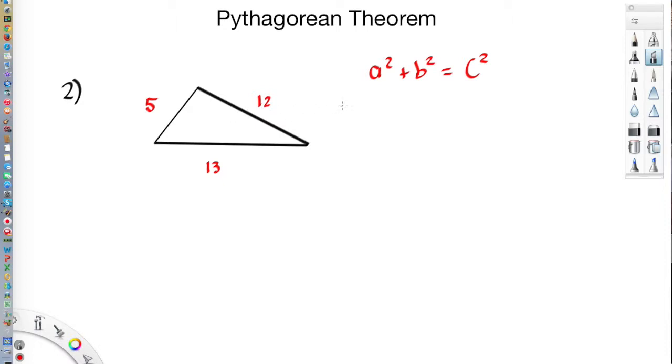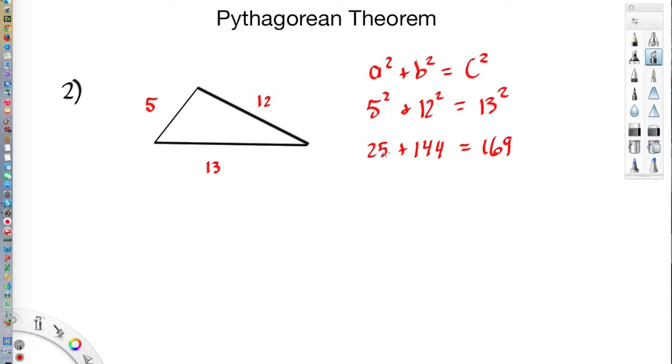Side A would be 5 squared, plus side B, which is 12, so we're going to square that. And our hypotenuse is side C, that's 13 squared. 5 times 5 would be 25. 12 times 12 is 144. And 13 times 13 is 169. We should have all of our perfect squares committed to memory up to 15 by now.